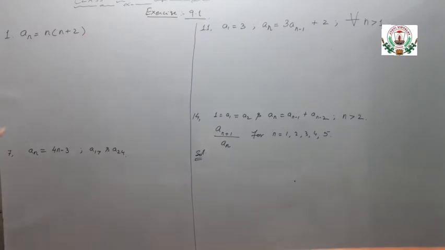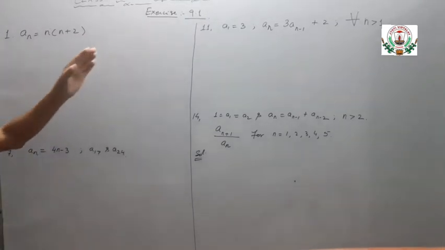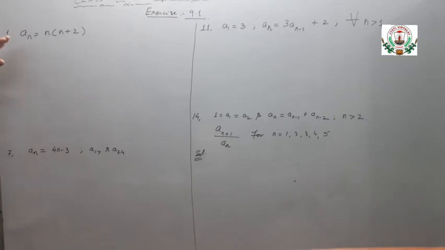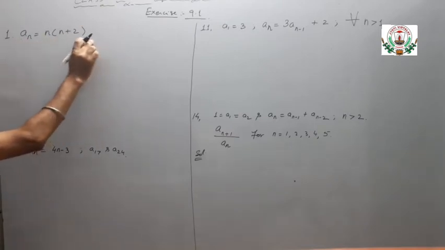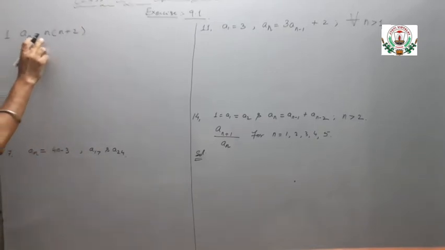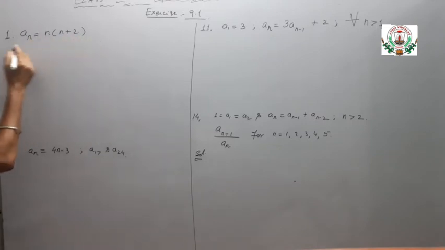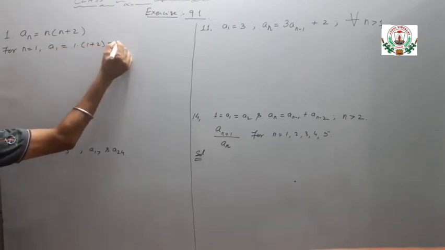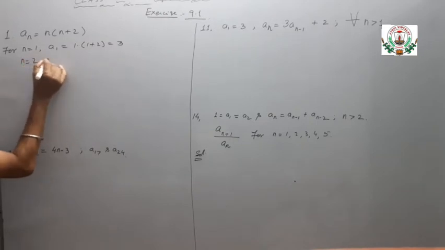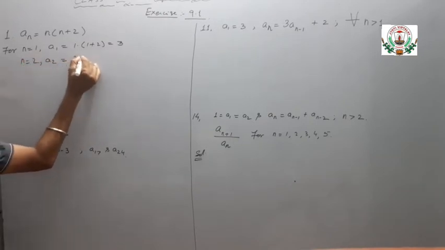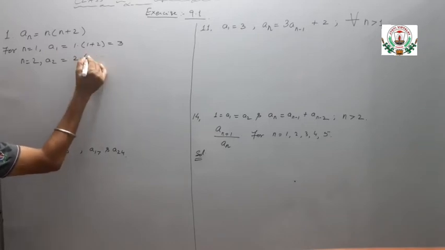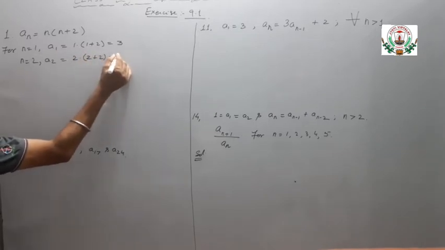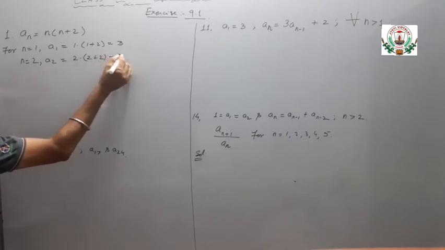Now let us start the exercise 9.1. There are 4 varieties of questions. Question number 1, first variety, we have to find out the first 5 terms whose nth term, last term is given by an equals to n into n plus 2. For the first term, you put n equals to 1, a1, 1 into 1 plus 2 equals to 3. For the second term, you substitute n equals to 2. 2 into 2 plus 2, 2 into 4, 8.